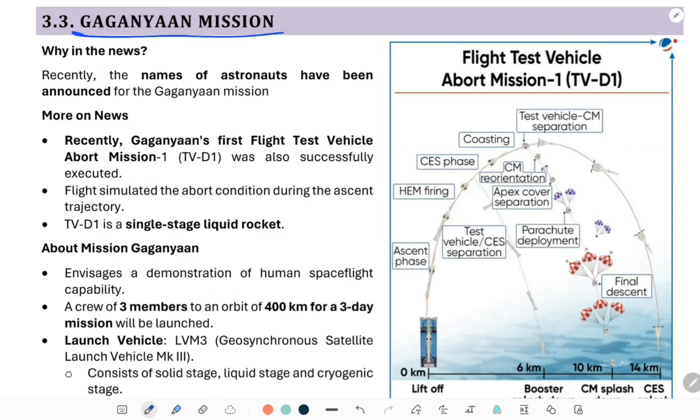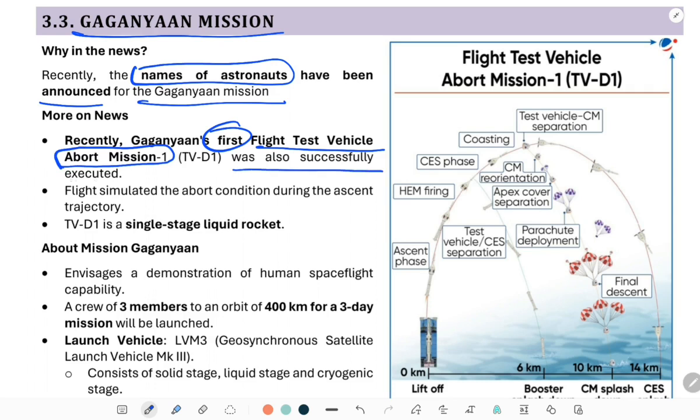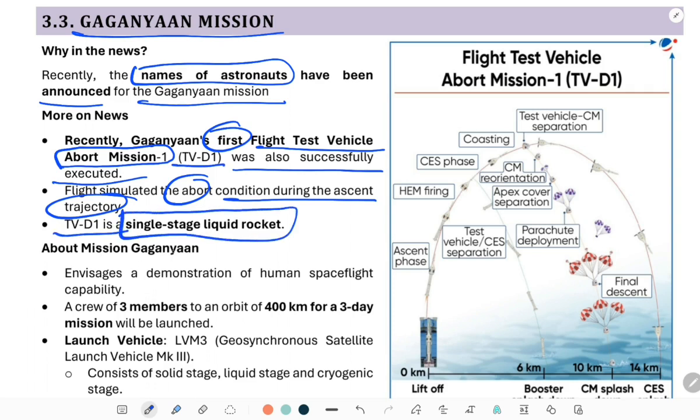Next, we'll see about the Gaganyaan mission. Recently, the names of the astronauts have been announced for the Gaganyaan mission. Gaganyaan's first flight test vehicle abort mission was successfully executed. The flight simulated the abort condition during the ascent trajectory. This abort mission, TV-D1, uses a single stage liquid rocket.